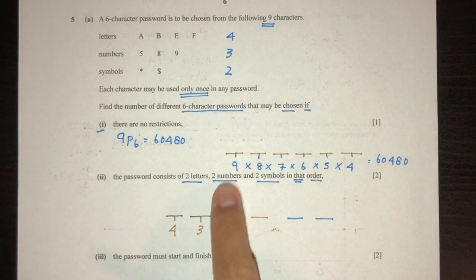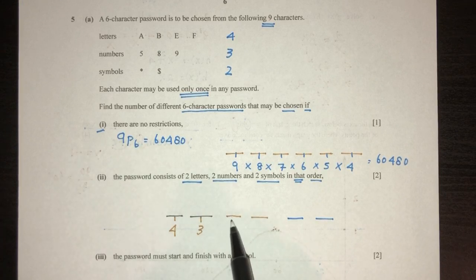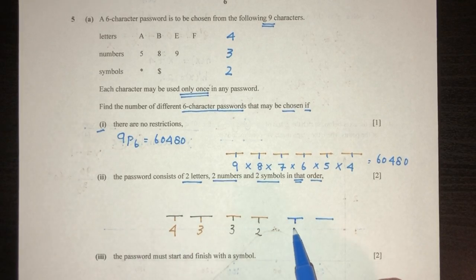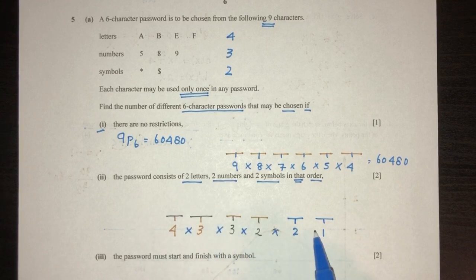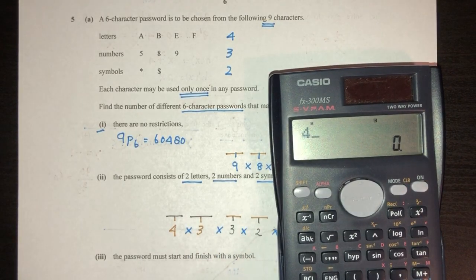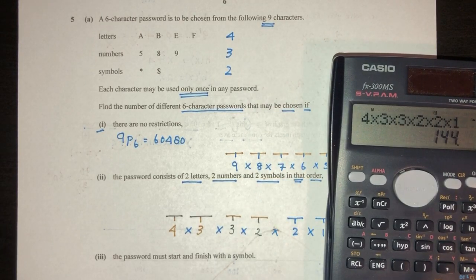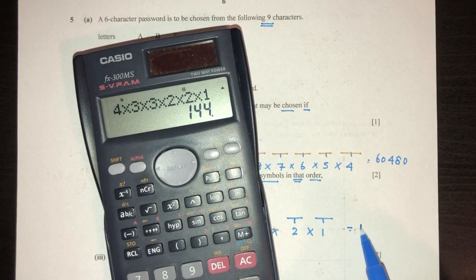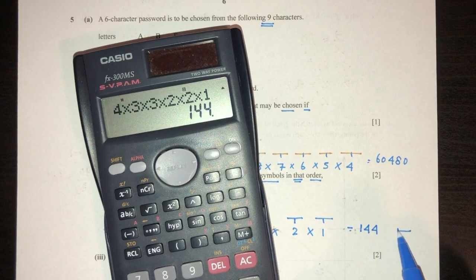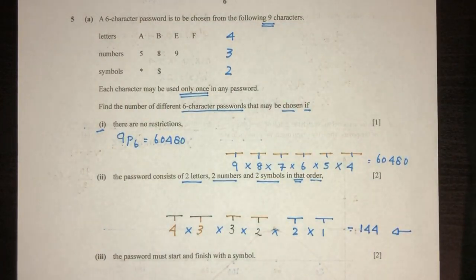Following this has to be numbers. So for the first one we have 3 choices and then 2. Then last one we just have 2 symbols, right? So we will have 2 and then 1 choice. So we have to multiply, multiply, multiply, and multiply. So 4 times 3 times 3 times 2 times 2 times 1. That will be 144 as your answer. That will be for part 2.